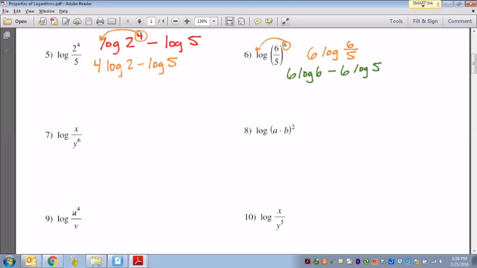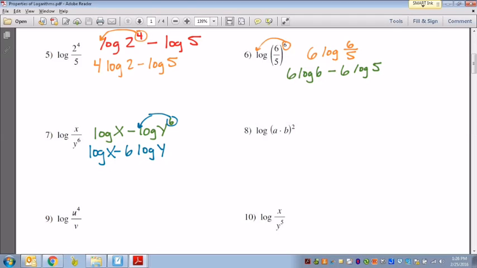All right, number 7. I'm dividing again, so I'm going to separate and make it 2. So log x minus log y to the 6th. But notice how it has an exponent that I need to move to the front here. So it's going to be log x minus 6 log y.